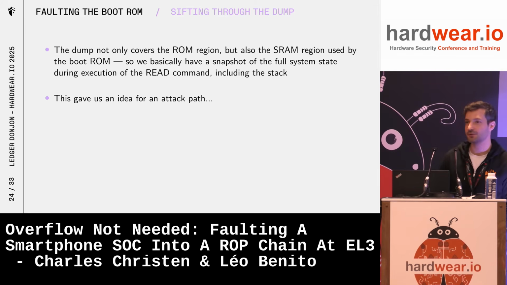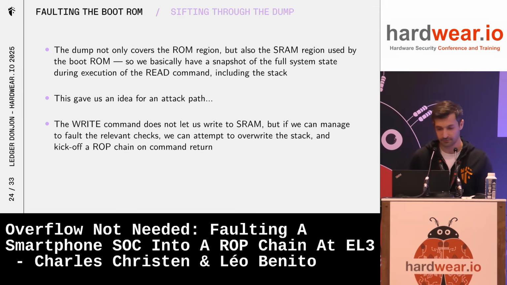And the fact that we could see the stack in the dump gave us an idea for an attack path. The write command obviously doesn't let us write to SRAM, at least not anywhere. But if we manage to properly, this time, fault the relevant checks, we can attempt to override the stack and kick off a ROP chain on command return. So, basic software kind of stuff.